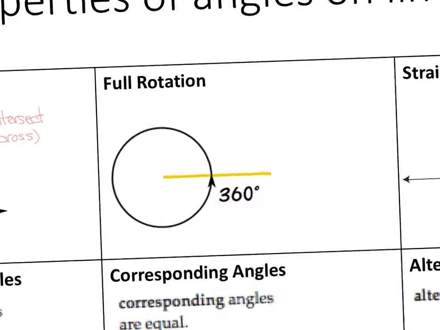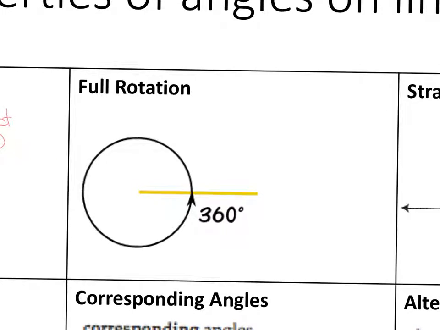Now, a full rotation. If a line were to travel all the way around, it's a full rotation, which means it is automatically 360 degrees. So if you had lines crossing and intersecting and you wanted to know what the whole range added up to, it's automatically 360 degrees.